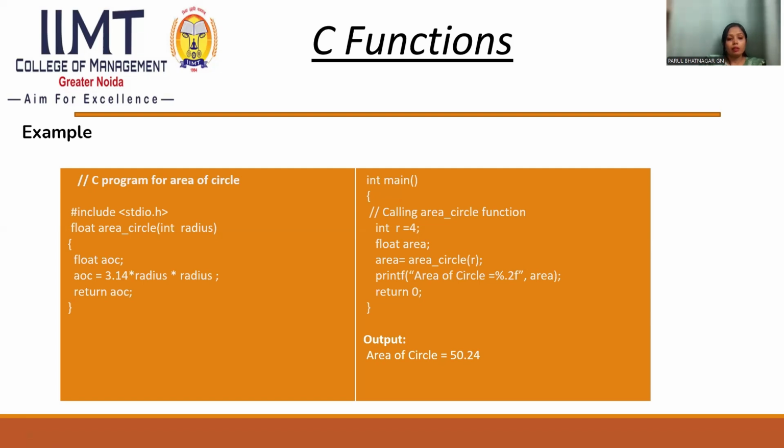In between the parentheses, we declare a decimal variable, float AOC. We calculate the area of circle, 3.14 into radius equals AOC, and return this value. In the main function, we call this function area_circle. Here we pass an integer value R and receive the result in the area variable. When we print this value, it shows the area of circle on the screen, that is 50.24.